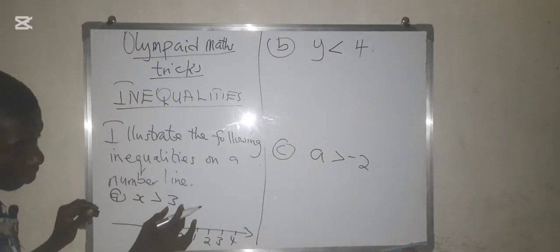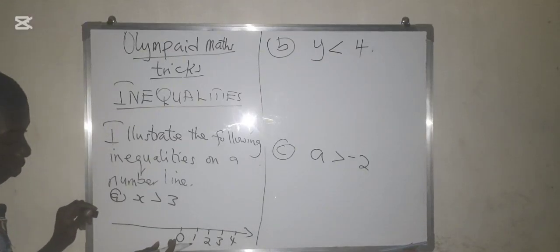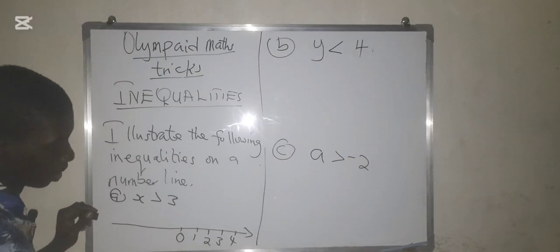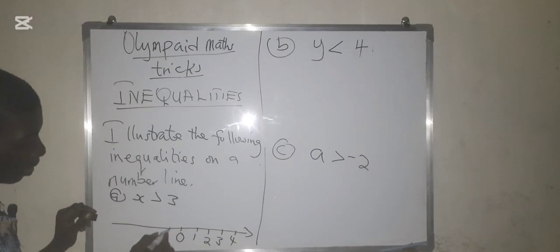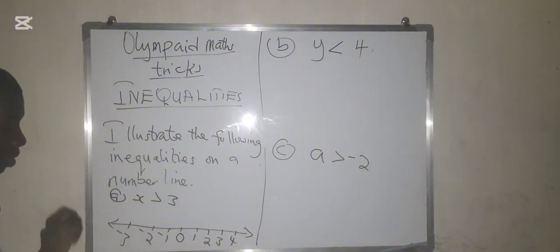3, remember, is a positive integer. From 0 to the right side, we have positive integers. From 0 to the left side, we have negative integers. Negative 1, negative 2, negative 3, and it goes on. Yes, let's stop here.